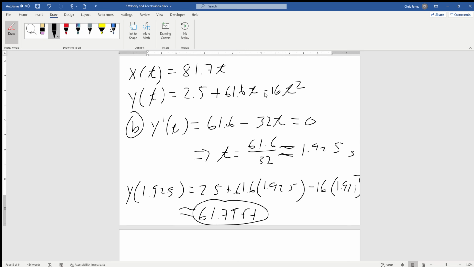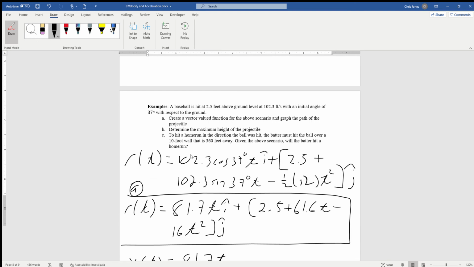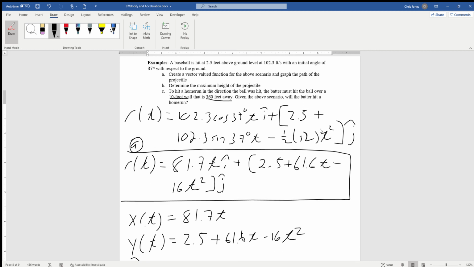And so the last question is one that we haven't looked at yet. To hit a home run, there's a fence that's 10 feet high that's 360 feet away. Given the above scenario, will the batter hit a home run? So here's how we can do that. Let's figure out when x is 360 feet, and then we can plug that time into y of t and see if y of t is bigger than 10.